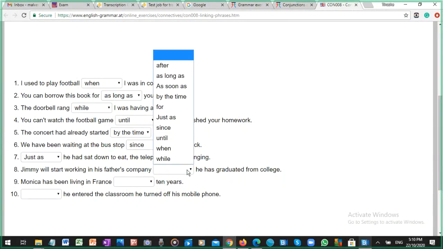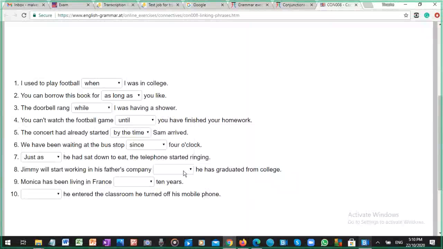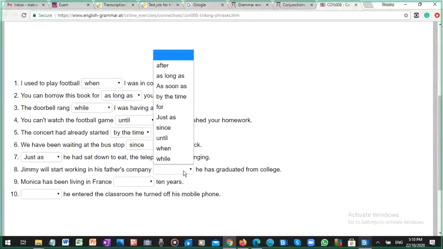Then the next one. Jimmy will start working in his father's company dash he has graduated from college. What's the correct one there? Until. We're talking about the future. Remember what we said about the future. Which one is used when we talk about the future? Plus, we have already used until. Which one is the correct one? After. That makes sense.